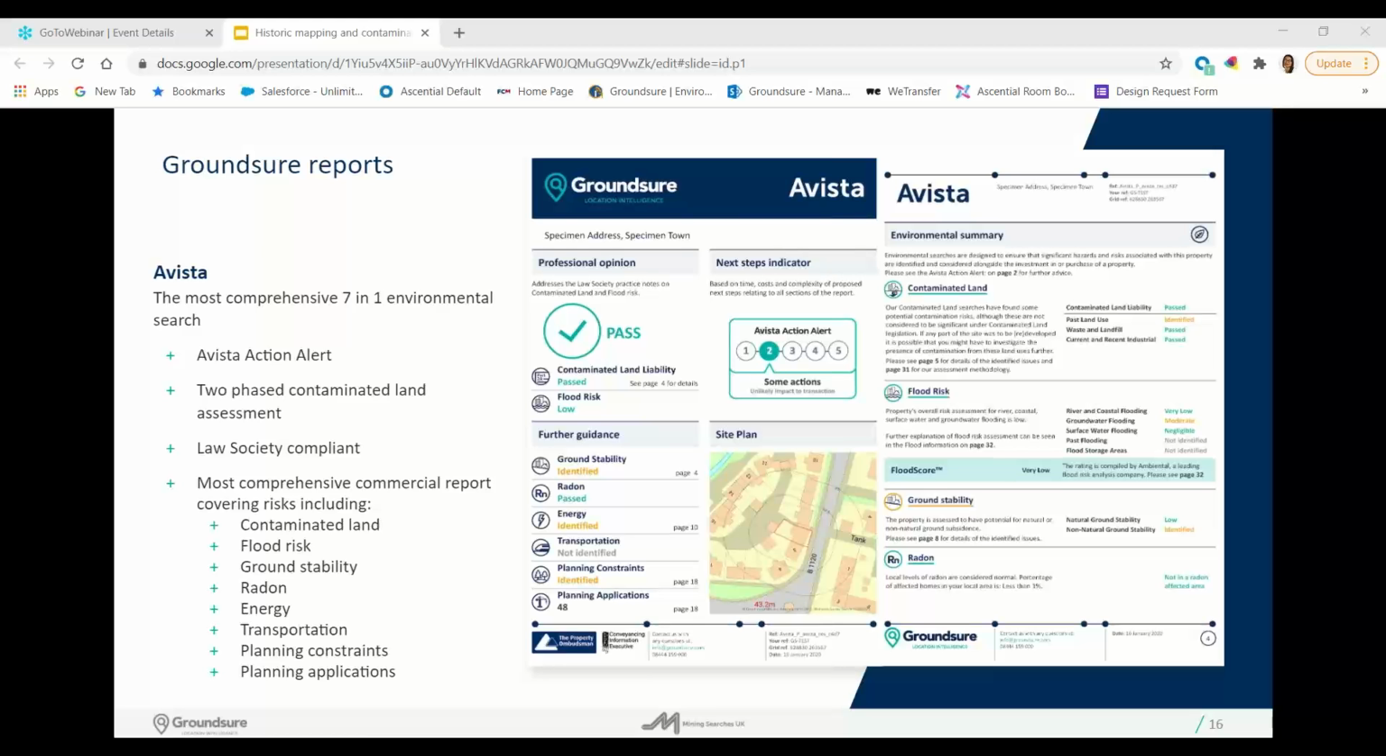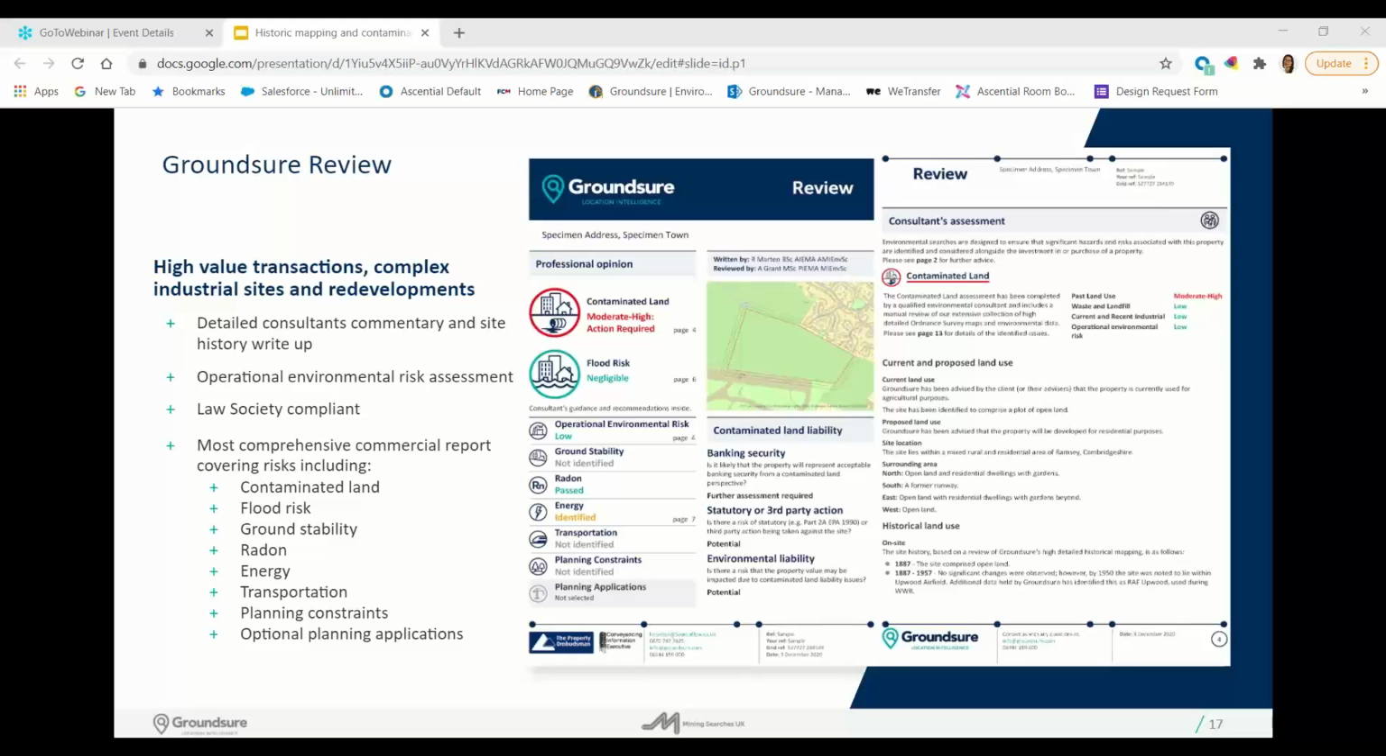The one next step down would be a home buyers, which basically has all the core environmental concerns in it: contaminated land, flood, ground stability, radon, but won't include energy, transportation, or planning. And then from a commercial perspective, all of our commercial reports will provide a fairly comprehensive contaminated land assessment. If you want a full belt and braces, then something like the review would be really appropriate.